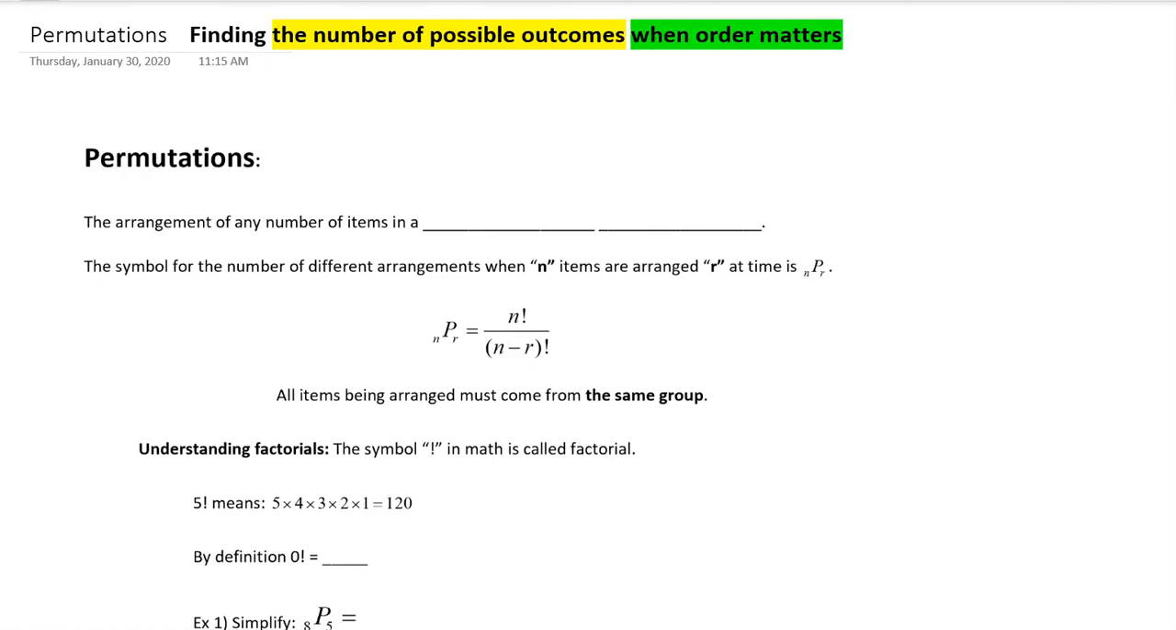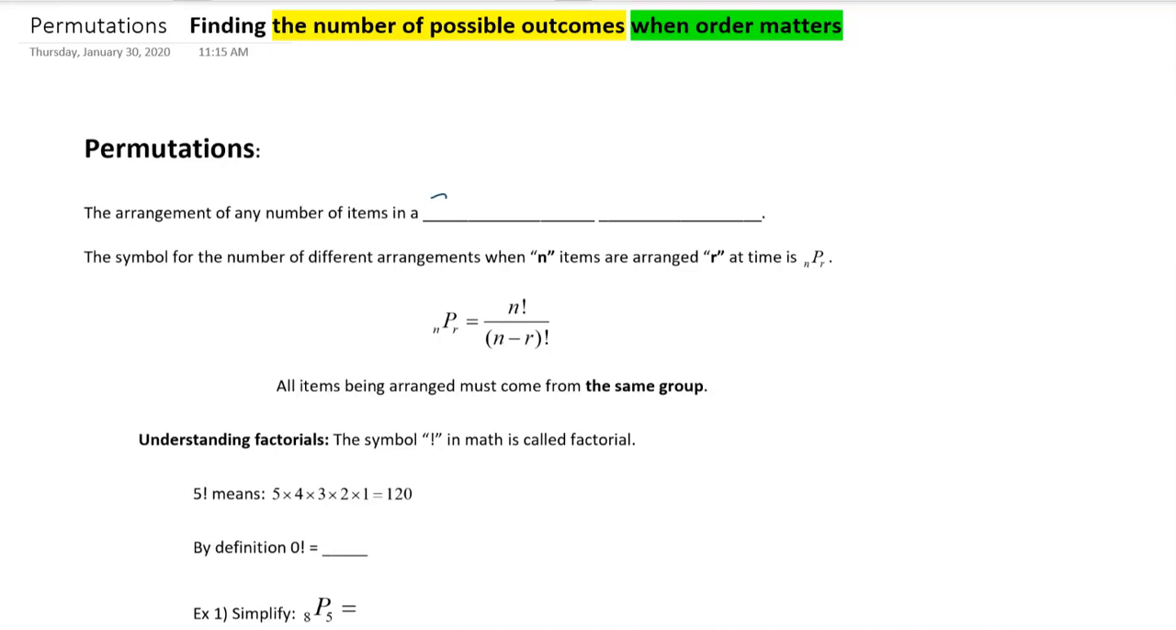In this lesson, we're going to be talking about permutations. And permutations are the number of outcomes that are possible when the order that you're selecting things in matters. So permutations are the arrangement of any number of items in a specific order.